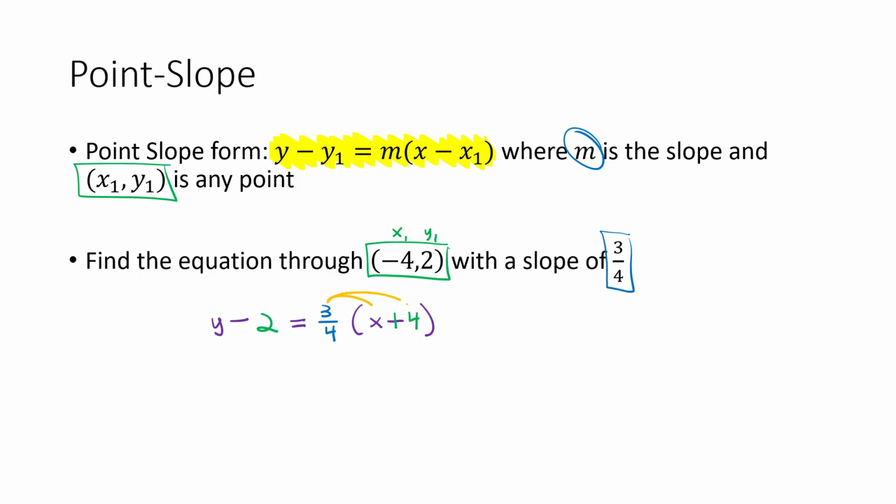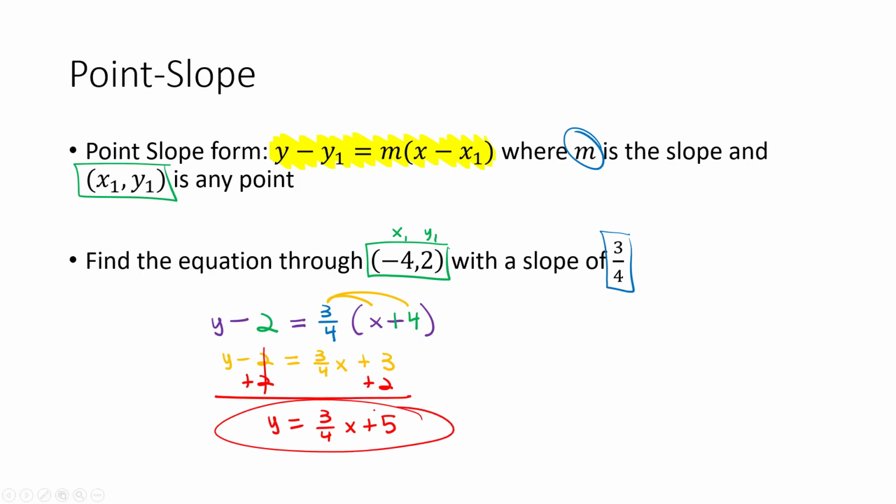First, we need to get rid of the parentheses, because there's no parentheses in slope-intercept form. So y minus 2 equals 3/4 times x is 3/4 x. And 3/4 of 4, 3 times 4 is 12, divided by 4 is 3. And then we'll add 2 to both sides to get the y alone. And we see y equals 3/4 x plus 5. And now we know what the y-intercept is, and it would be really easy to graph. We would start at 5, rise 3, run 4.